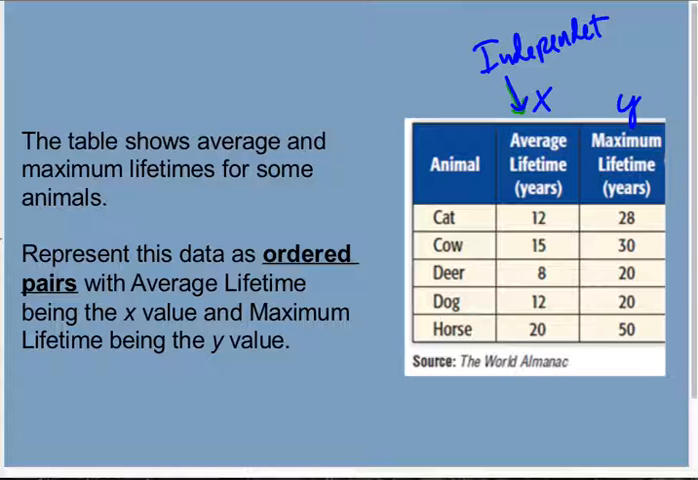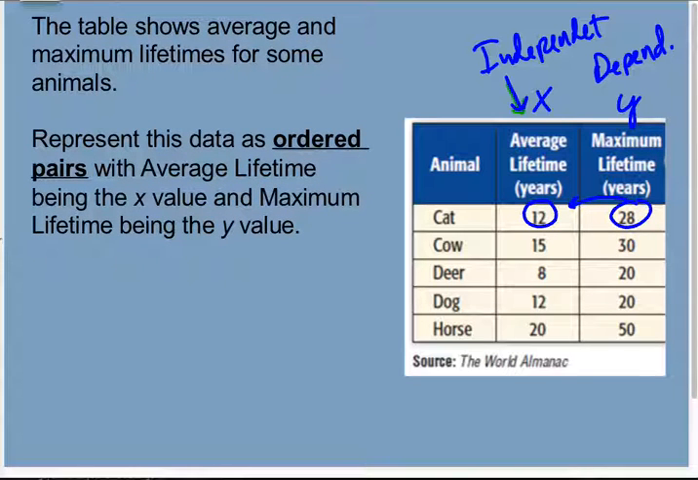The average lifespan of a cat is 12 years. It's always going to be 12 years. The maximum lifetime is 28 years, and that depends on average lifetime. So x is your independent variable, y is your dependent variable. Anyway, coming up with some ordered pairs here.